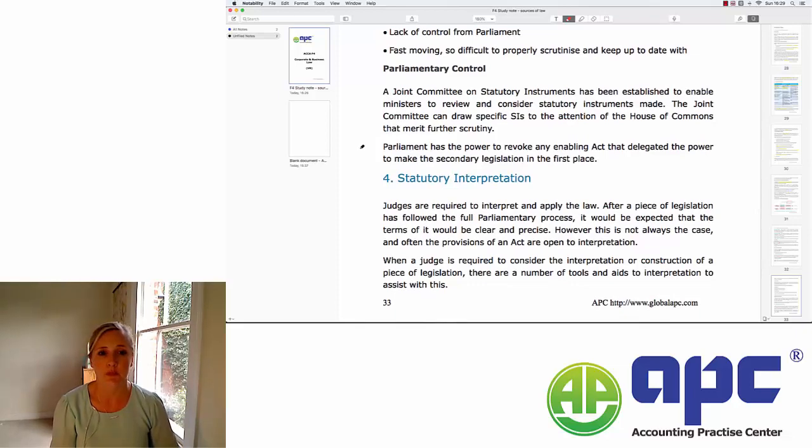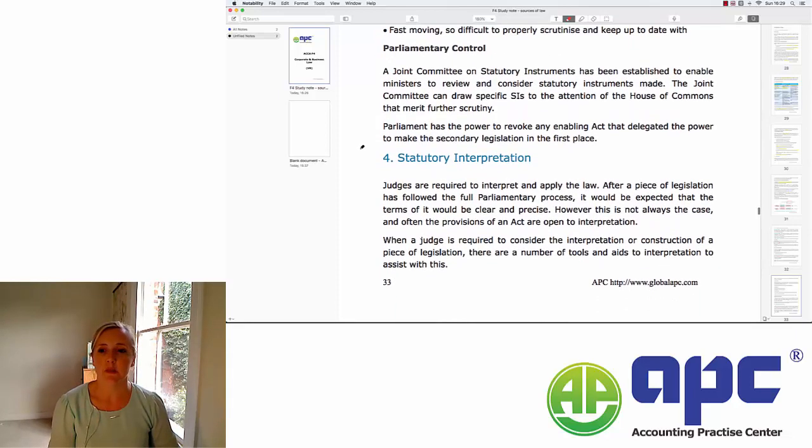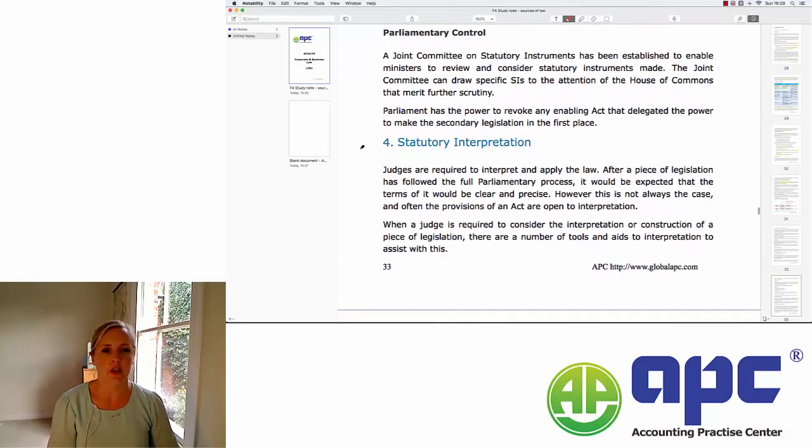And because there's so much of it, it's very difficult to properly scrutinise it because it's so fast-paced and fast-moving. In particular, in terms of checks and balances, the government has set up what's known as a Joint Committee on Statutory Instruments. So this joint committee looks at and reviews statutory instruments and makes sure that these bodies who are making them are not acting outside of their power. If there's anything they're not sure about, this joint committee can bring it to the attention of the House of Commons, and they can then scrutinise the statutory instrument, make sure that the relevant government department isn't going beyond its powers in terms of what it's up to.